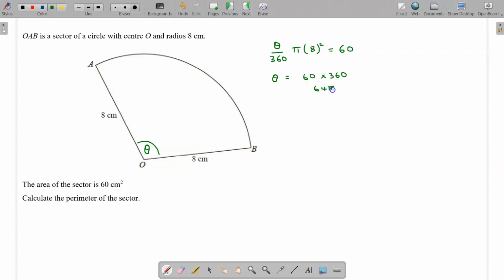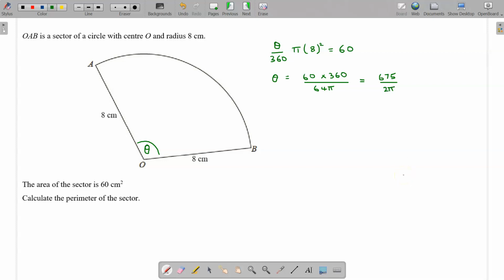Now you could put that on the calculator and get a numerical value for the angle, and it would be perfectly okay to give it to a few decimal places, but actually you could just leave it as a simplified fraction, which is 675 over 2 pi. So that is the angle theta in degrees. I'm just going to leave it as 675 over 2 pi.